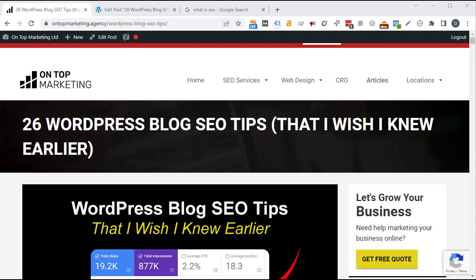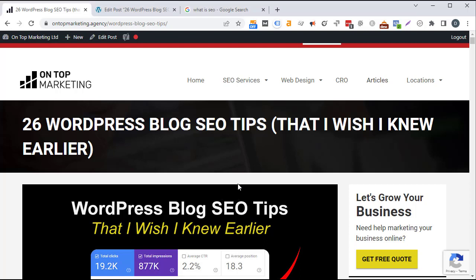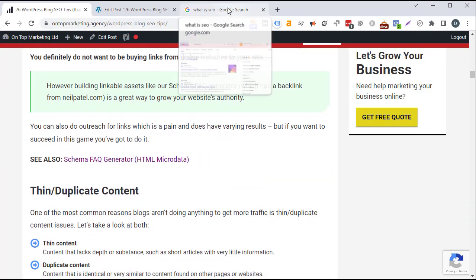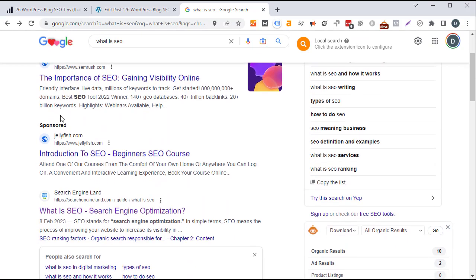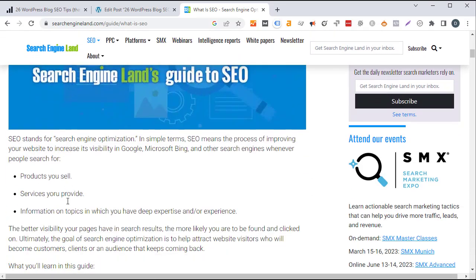The next thing that we do is we give the reader the answer they're looking for straight away, and then we expand out after with more details, and then we might go into the next logical question after that. So this article right here isn't a great example of this in motion because this is 26 different tips, and so we go through loads of different things here. But if we look at a direct question like what is SEO, and we look at who's ranking number one, so we've got some ads here, and then we've got the person ranking number one right here. Let's have a look at their content.